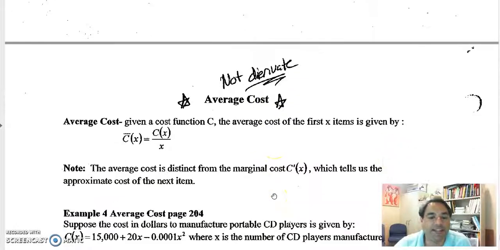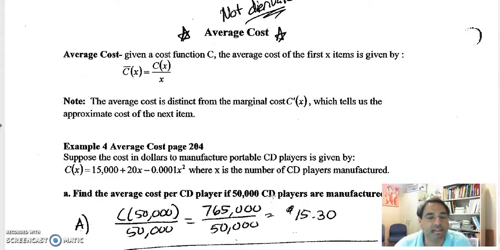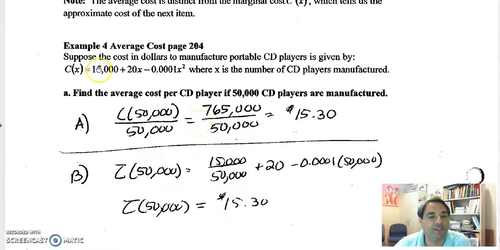And then the last topic is average cost. I'm not going to spend too much time on this. Average cost is not derivative, it's not calculus. Average cost is simply taking cost divided by x. So you take your total cost divided by how many. The symbol for average cost is C with a bar over it. So if I wanted to find average cost, you take cost and divide by x.